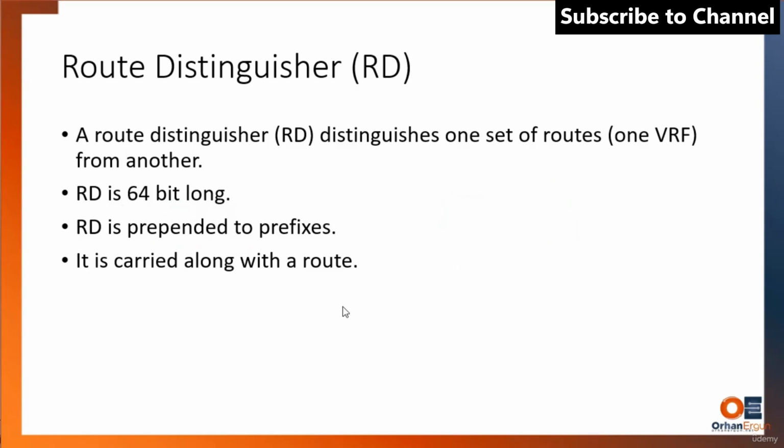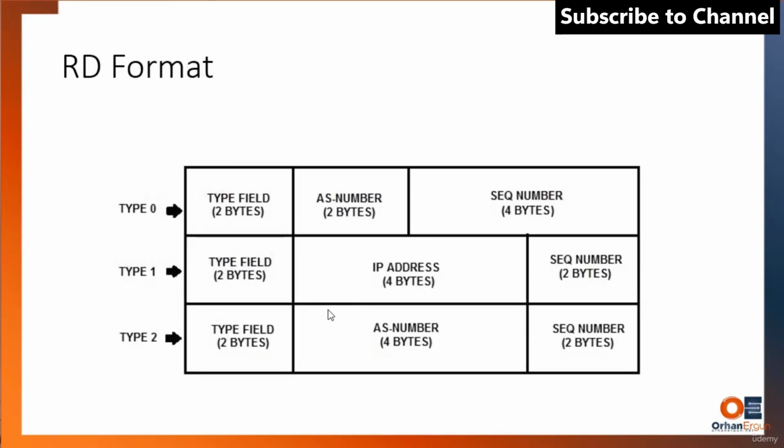Now, like I said, this is a 64-bit value. And what does this 64-bit value show us? We can, as a matter of fact, present it in different ways. There are three types of presentation. The first one, of course, says what type of field we are talking about. So 2 bytes of this 8 bytes is going to be allocated to the type field, but we are going to be left with 6 more bytes. Now these 6 more bytes can be used in 3 different ways.